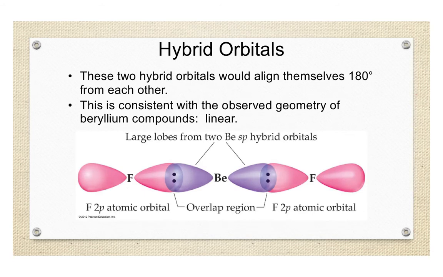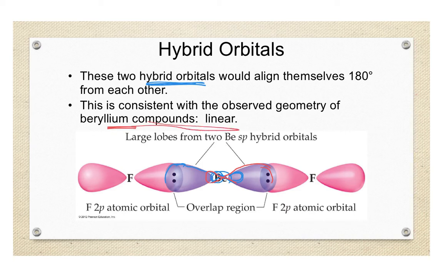All right, so then those two hybrid orbitals that we just created would align themselves at 180 degrees from each other. All right, so here's our beryllium in the middle. Here's the one hybrid orbital. Here's the other hybrid orbital. Okay, and they align themselves at 180 degrees from each other. The electrons are going to get as far away from each other as they can. This is consistent with the observed geometry of what we see in beryllium compounds.